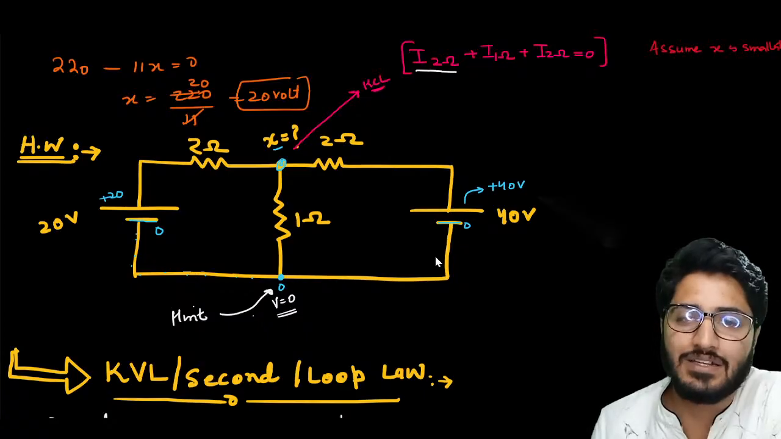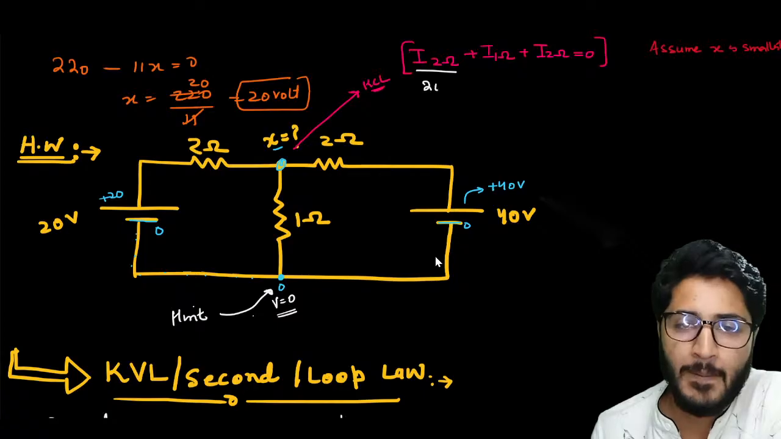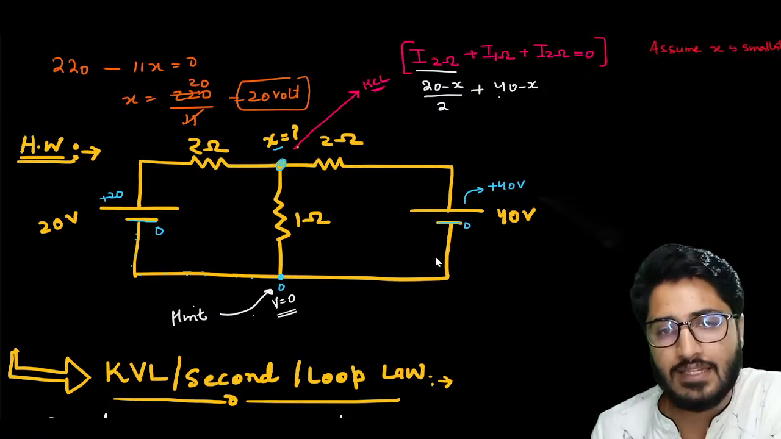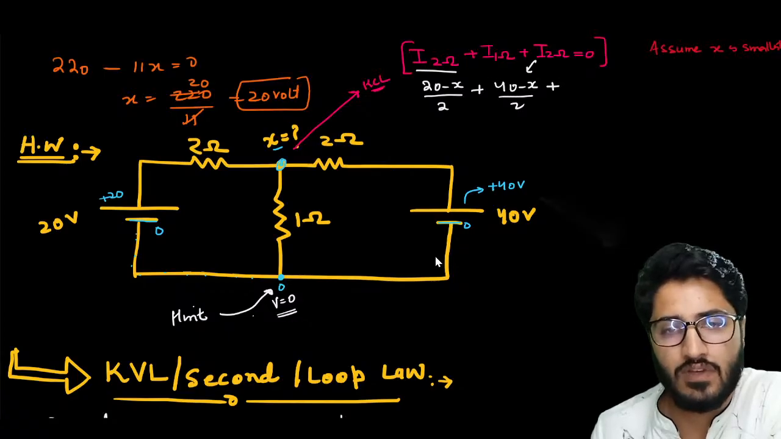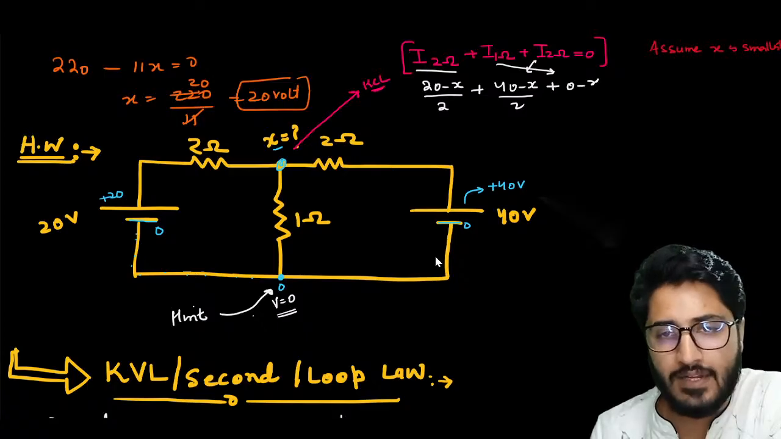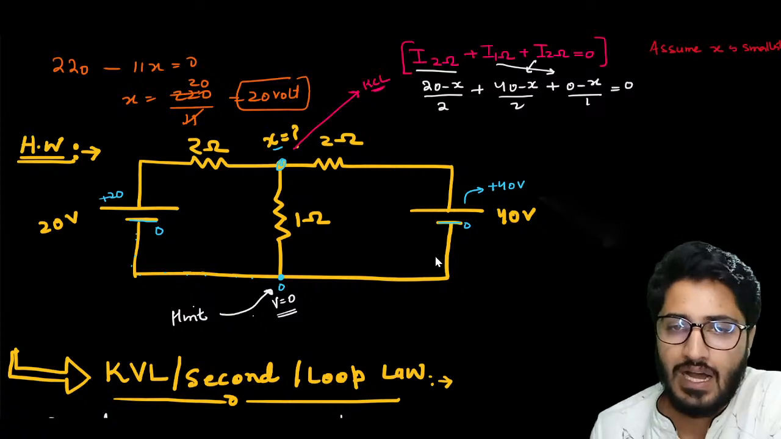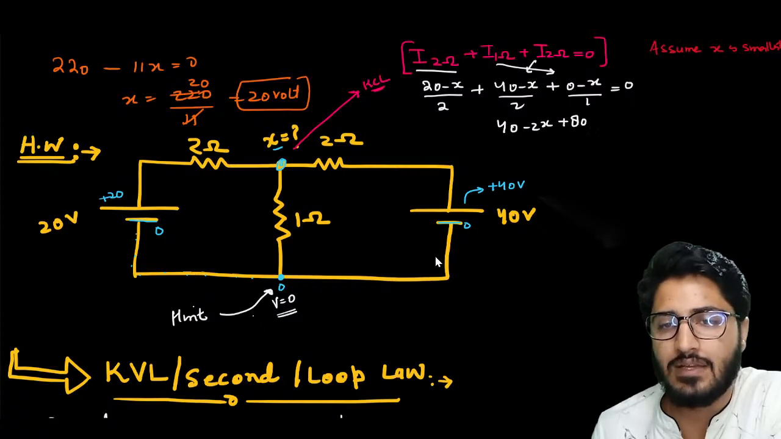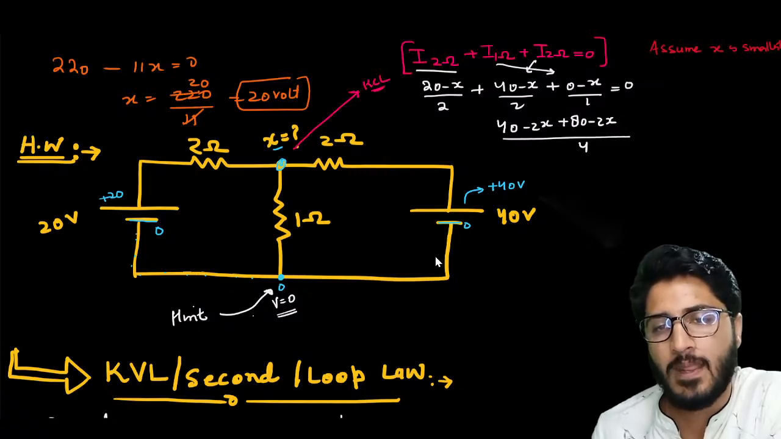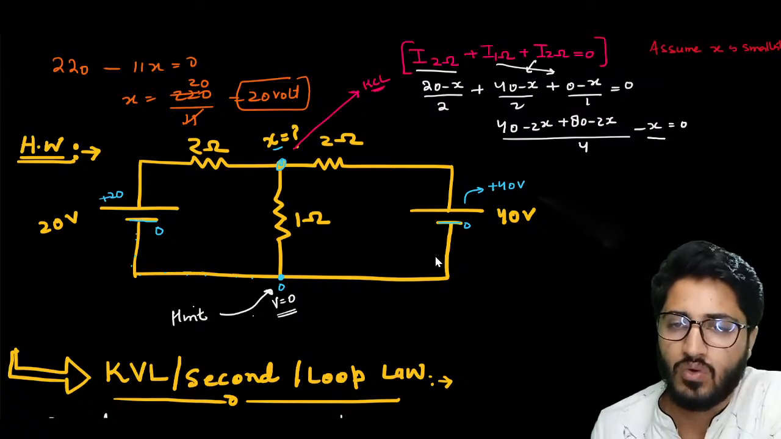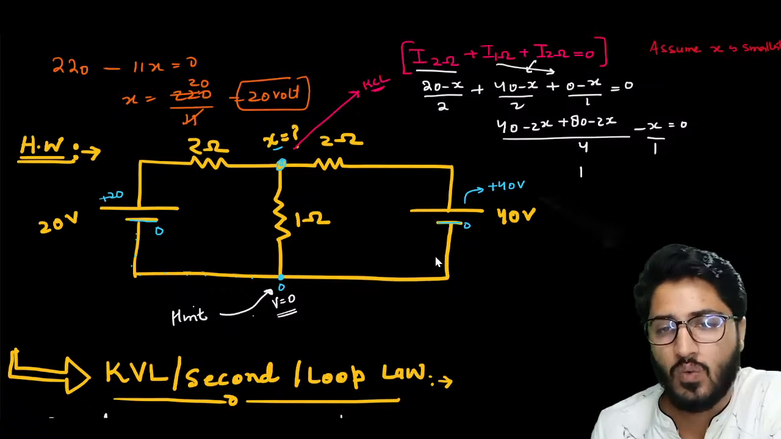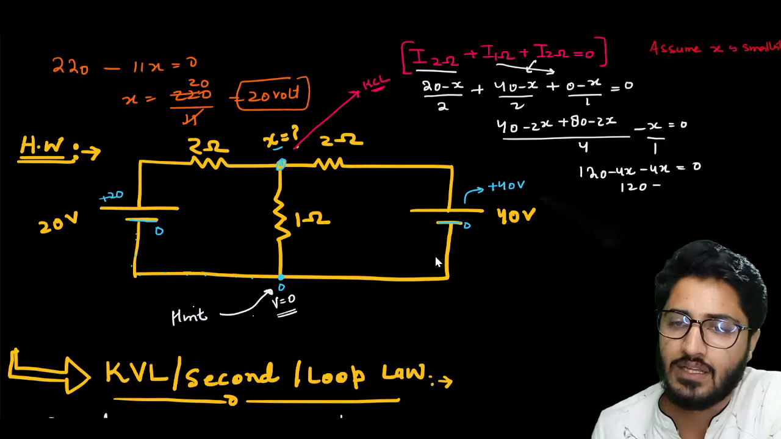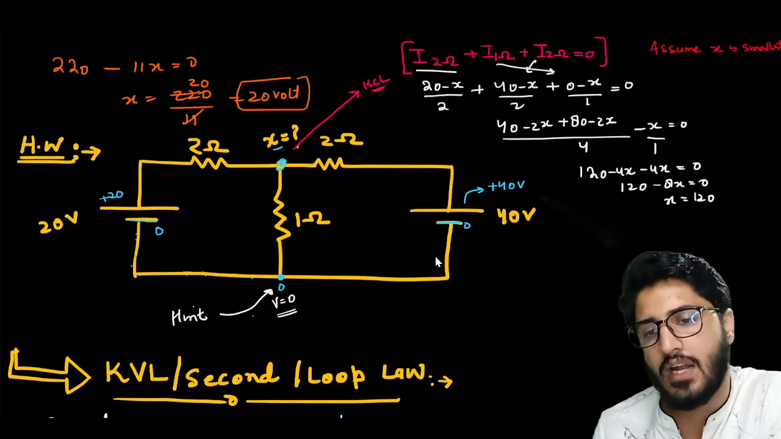Okay, now what is current? Is it potential drop? It is (20 minus X) divided by 2 plus, then we have (40 minus X) divided by 2, this one, na? Plus, then we have this one. State is how much? (0 minus X) divided by 1 equals to 0. I will take 2, it came out to be (40 minus 2X plus 80 minus 2X) whole divided by 4 minus X equals to 0. So I can write it equals to 80 plus 40, 120 minus 4X equals to 0. I guess 120 minus 8X equals to 0. X came out to be 120 by 8.